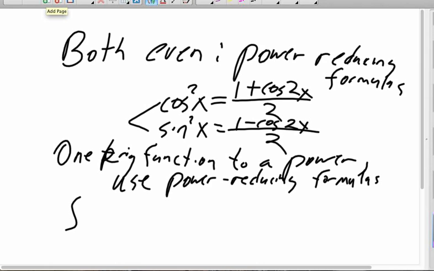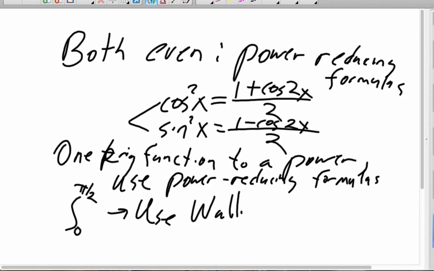And of course, obviously, if we had an integral from 0 to pi over 2 of a single one, then use Wallis's formulas. And there you go. This is really the last big topic we're going to cover before the AP test.